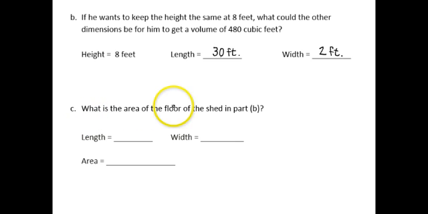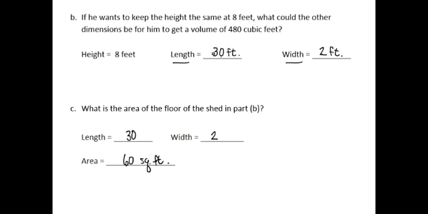And then the follow-up question to that is, what is the area of the floor of the shed in part B? Well, to find the area, we would take our length times our width. 30 times 2 would give us an area of 60 square feet.